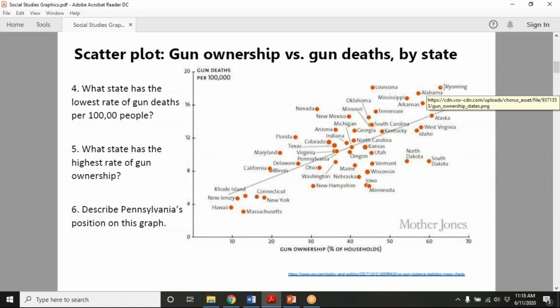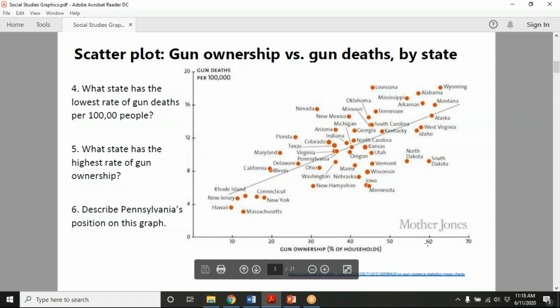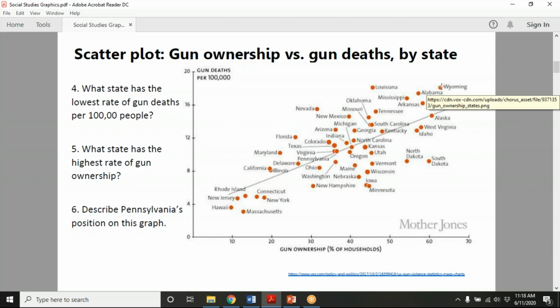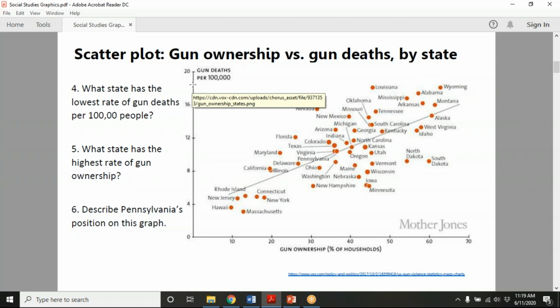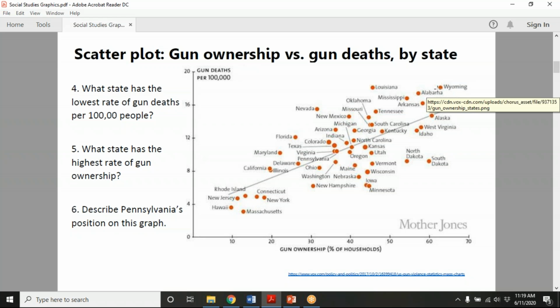So somebody who maybe is in support of gun control could look at Wyoming and say, look, they have the highest rate of gun ownership by a percentage of households, maybe 62, 63% of households in Wyoming have guns. And look, they have the highest, or maybe tied for the highest, rate of gun deaths per 100,000 people. Now, you could argue against that, but that's a fact that you could point to.